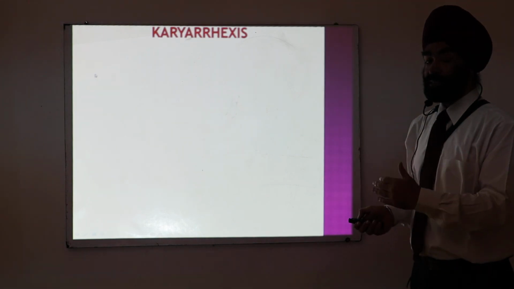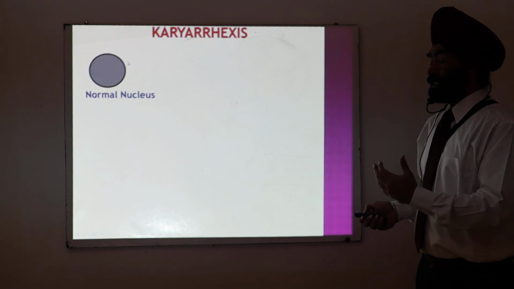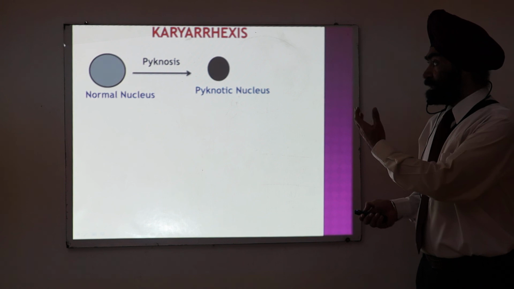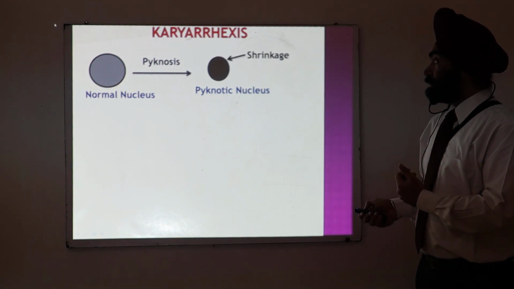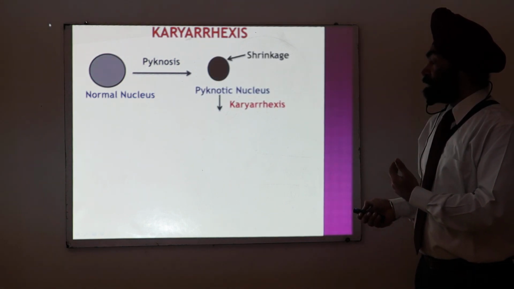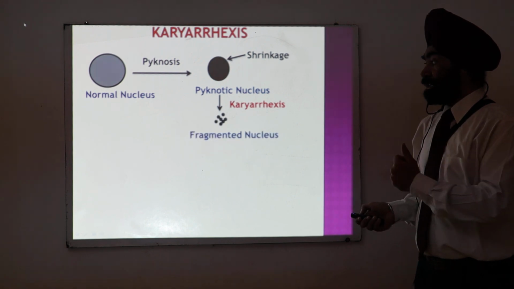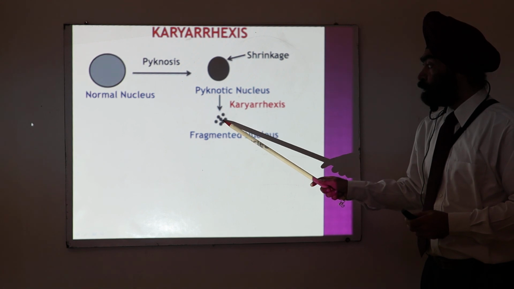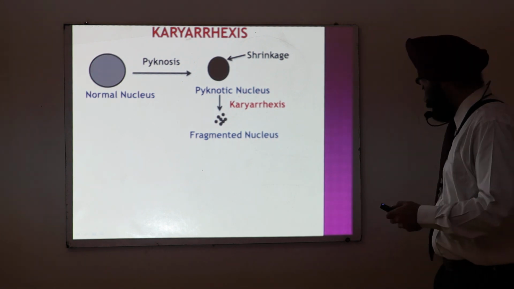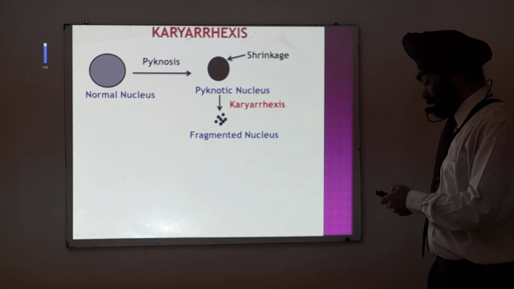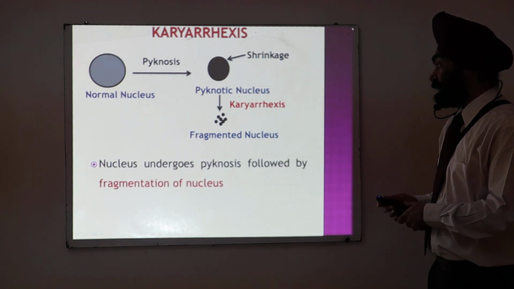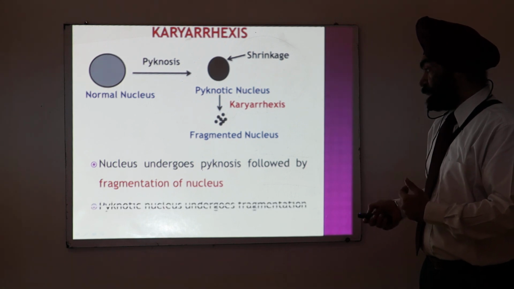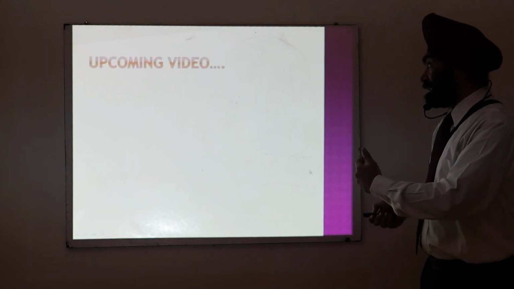What is karyorexis? The third type of nuclear change. Karyorexis: let's say this is a normal nucleus. First pycnosis will take place, that means this kind of pycnosis. Now the pycnotic nucleus will undergo karyorexis, this kind of thing. That means the nucleus is broken down into smaller fragments, a fragmented nucleus. So the nucleus undergoes pycnosis followed by fragmentation of the nucleus, and this is called karyorexis.